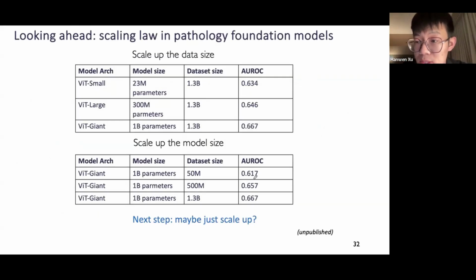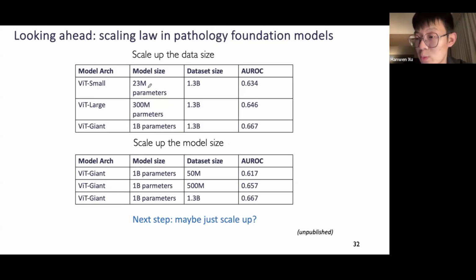So this is actually the scaling law I talked about before. We do the experiments from two dimensions. First, we freeze the size of the dataset and increase the model size from 23 million parameters to 1 billion parameters. And we found that the AUROC of the mutation prediction task keeps increasing. As you can also see, the AUROC is not so high because, like I said before, this task is pretty challenging. But we can still see that if we keep increasing the size of the model, the AUROC keeps increasing.